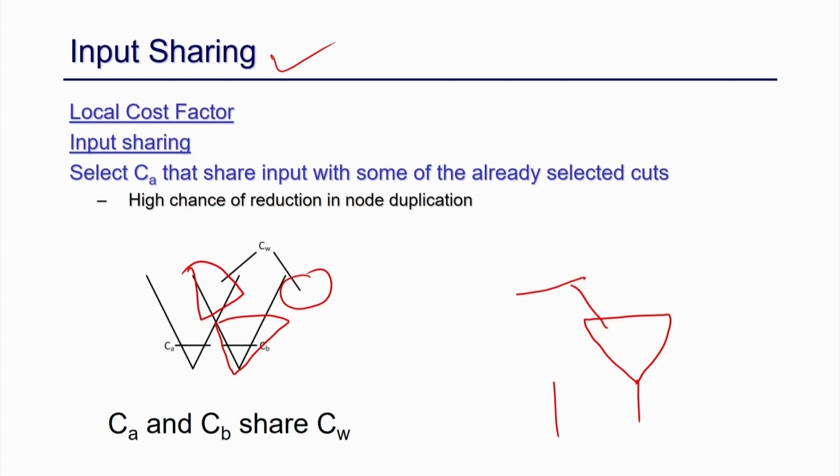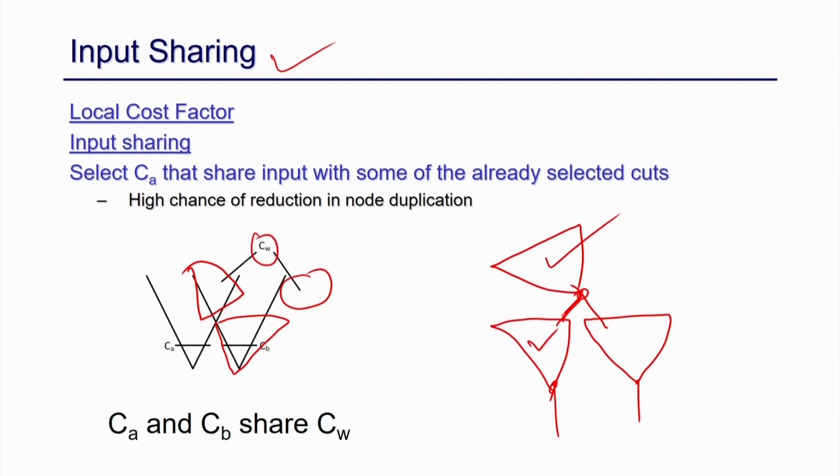Okay. I never know which order it will go, so suppose I have selected this one. Now if I start from this node and I see a cart where one of the inputs is coming from another cart which is already selected, then this cart is a better cart, because this particular input is shared among multiple carts which are already decided. So there is a high chance that the duplication will be less here.